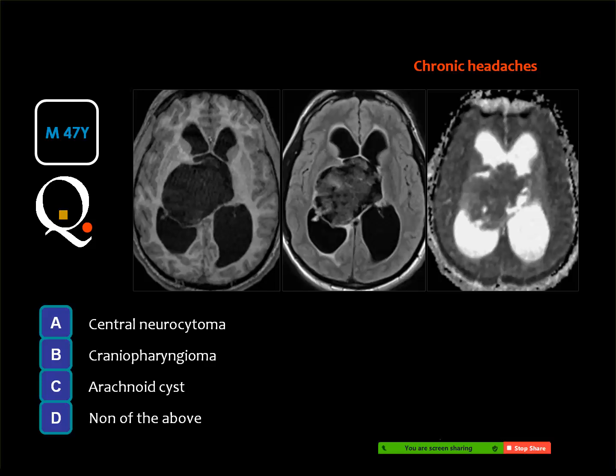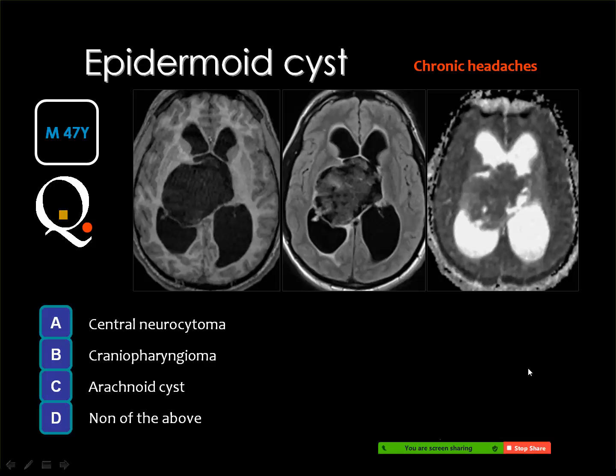Central neurocytoma. No. Craniopharyngioma. No. None of the above. Then what is the diagnosis? I don't know. And this is epidermoid cyst actually. You see that the cyst is of low signal in the T1, and in the FLAIR it is not of CSF signal, and in the ADC it shows diffusion restriction, and this is epidermoid cyst.